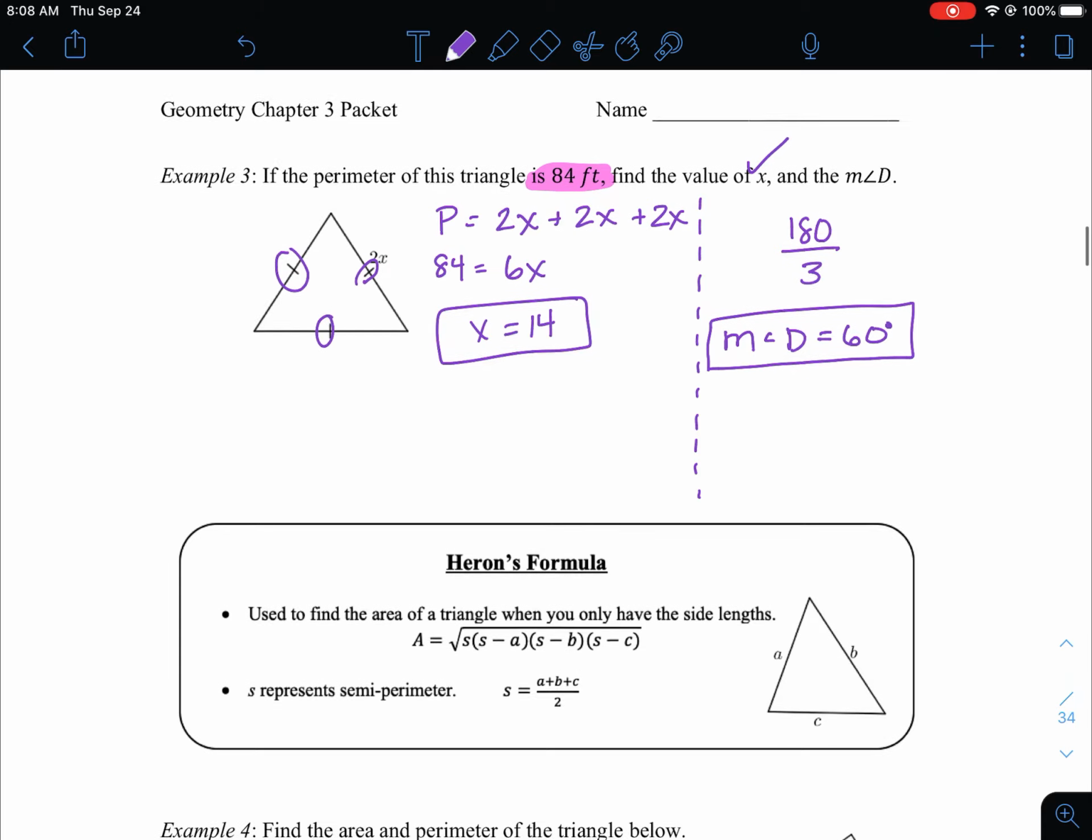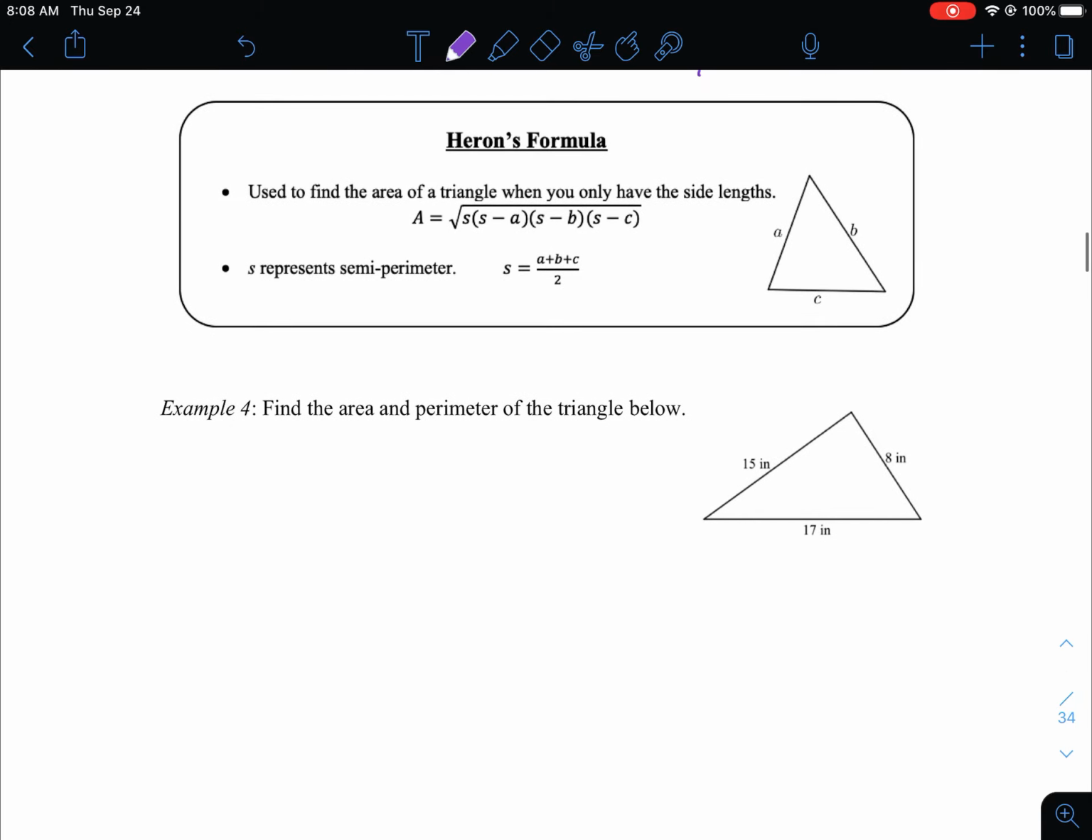The second part of today's lesson is Heron's formula. We use this formula to find the area of a triangle when we only know the side lengths. We may not know the height, but we know all 3 of the sides. The formula says A equals the square root of S times the quantity S minus A times the quantity S minus B times the quantity S minus C, where S represents the semi-perimeter. Semi-perimeter is half the perimeter, like a semicircle is half a circle. A, B, and C are again just the side lengths.